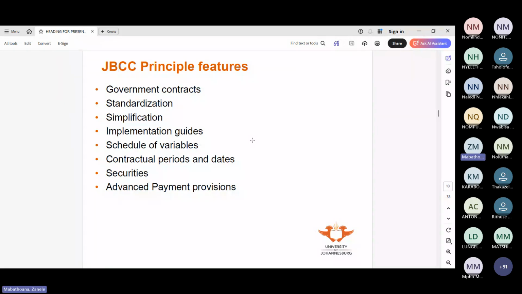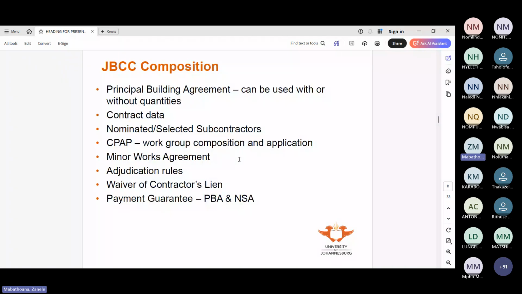You can read through them. Government contract standardization, simplification, implementation guides, all of that. You can also go onto the JBCC website and look at these things if you want to see. They do have examples if you need any.